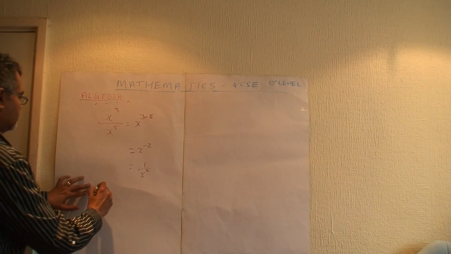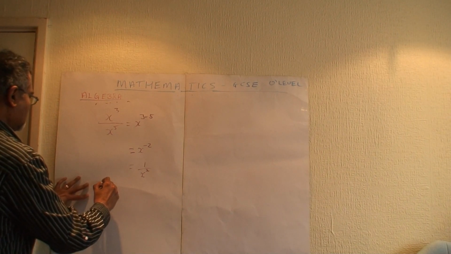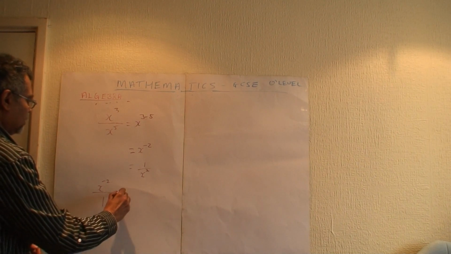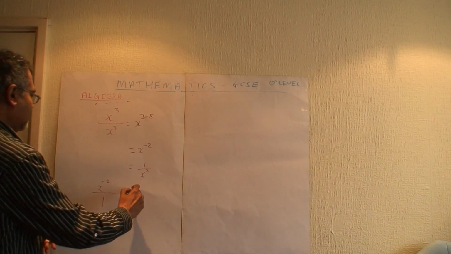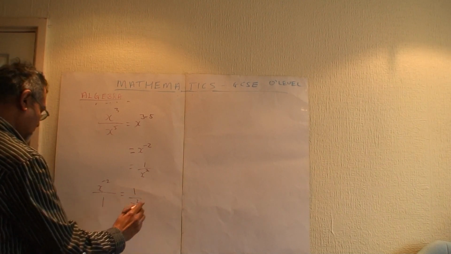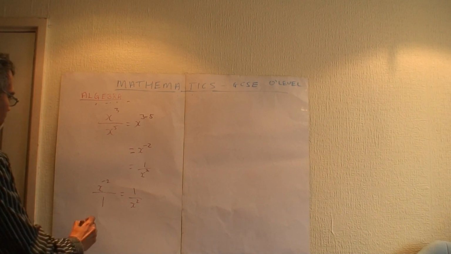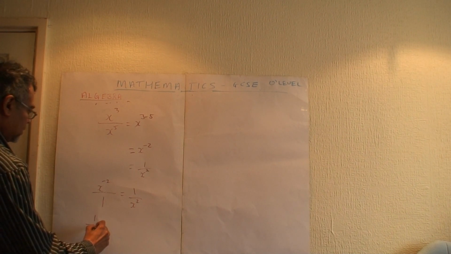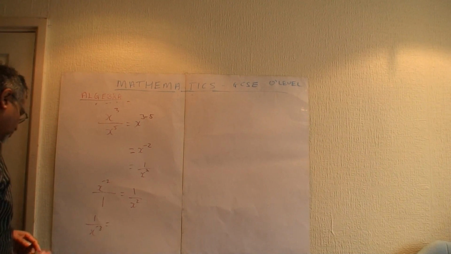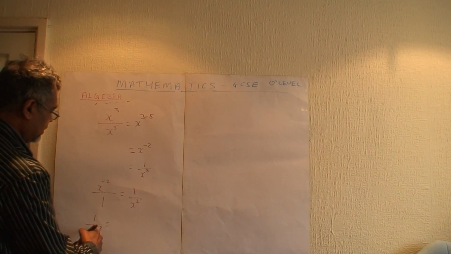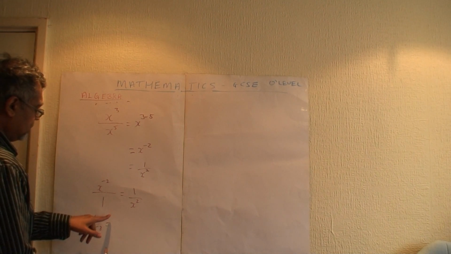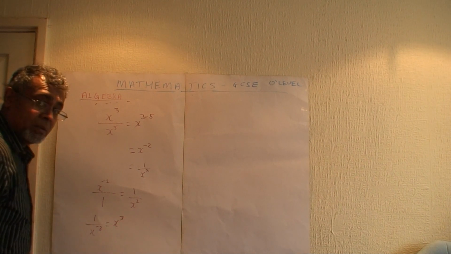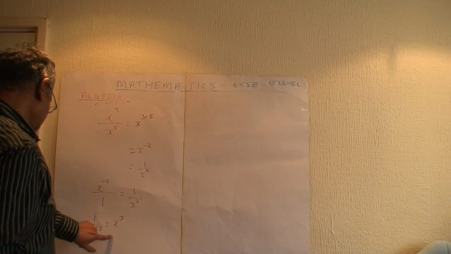Say we have x to the power of minus 2 divided by 1. That is the same as 1 over x squared. Similarly, you have 1 over x to the 3rd power. You bring the negative here, bring this up here, so it becomes x to the 3rd power, or x cubed.